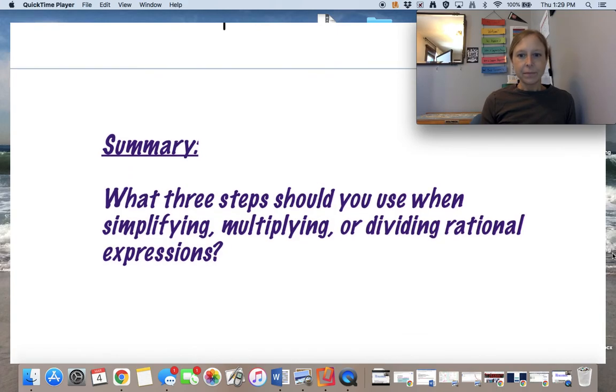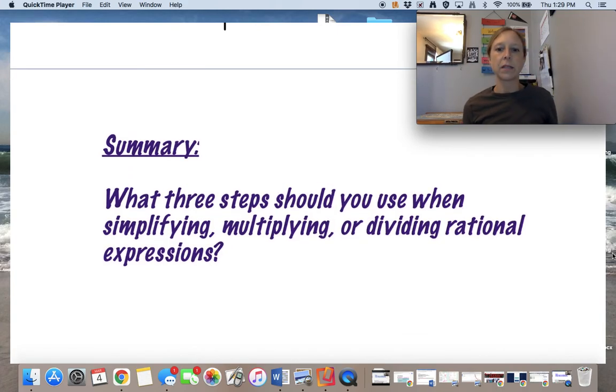Okay, to summarize, what 3 steps should you use when simplifying, multiplying, or even dividing rational expressions? What 3 steps hold in all of those situations? Factor, cancel, multiply. Good job.